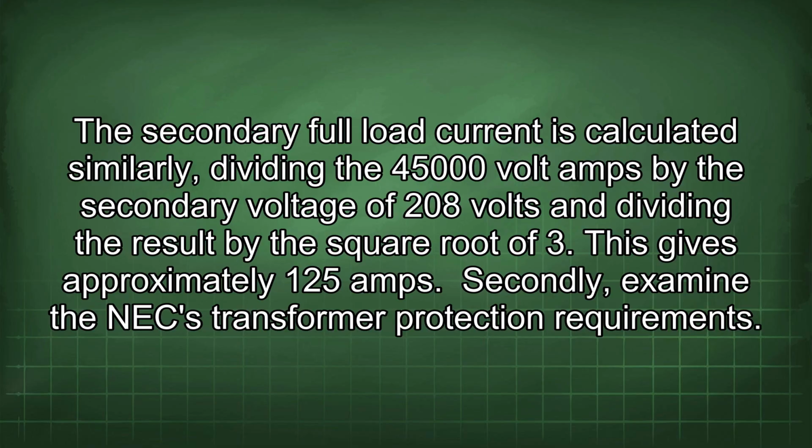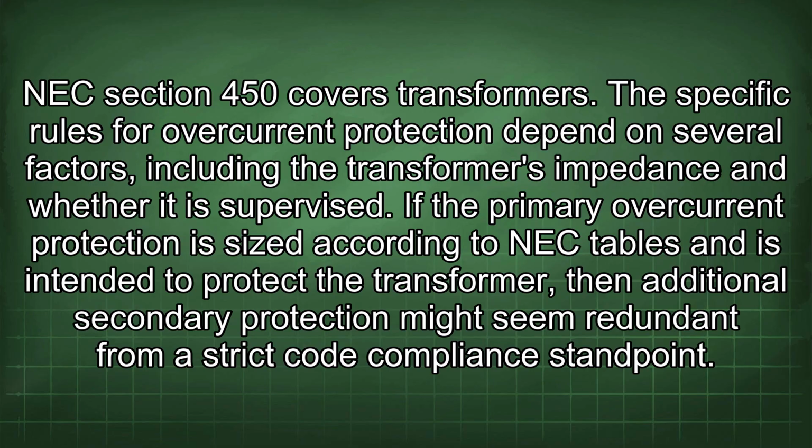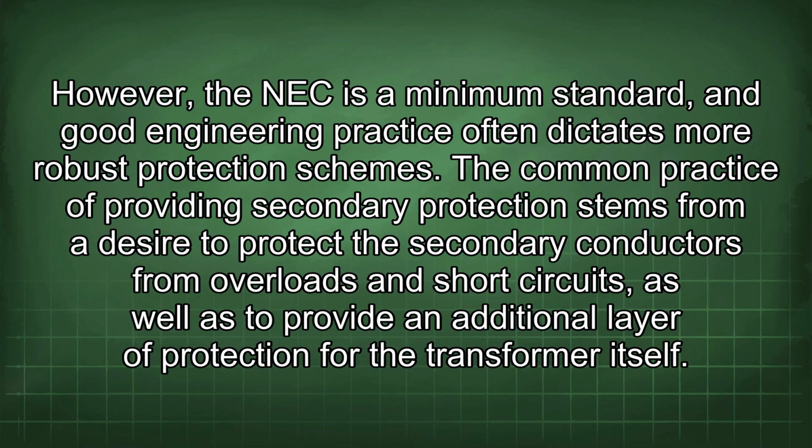Secondly, examine the NEC transformer protection requirements. NEC Section 450 covers transformers. The specific rules for overcurrent protection depend on several factors, including the transformer's impedance and whether it is supervised. If the primary overcurrent protection is sized according to NEC tables and is intended to protect the transformer, then additional secondary protection might seem redundant from a strict code compliance standpoint. However, the NEC is a minimum standard, and good engineering practice often dictates more robust protection schemes.